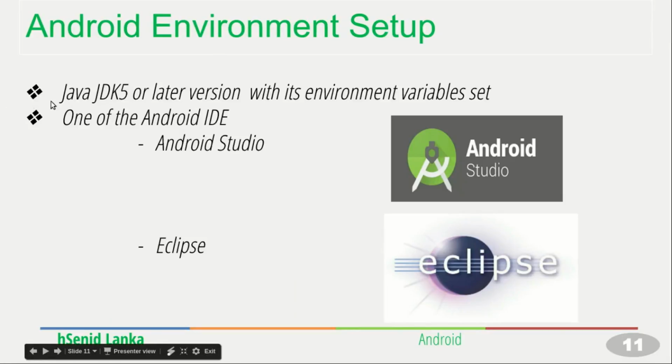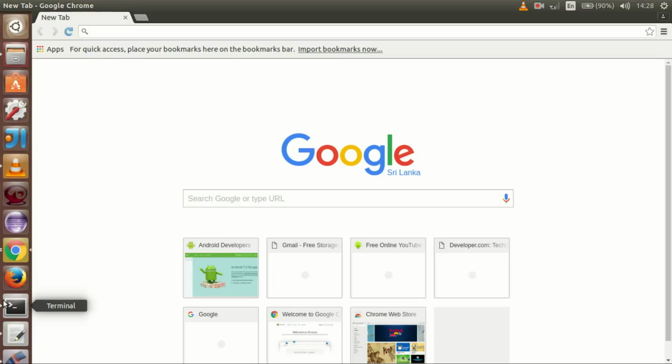For that, the first initial requirement is Java JDK 5 or a later version with its environment variable set on your platform. After that, what you need is one of the Android IDEs. It can be Android Studio or Eclipse. In my demonstration, I'm going to show you with Android Studio. Now let's see the Android Studio IDE installation demonstration after you have the Java JDK on your machine.